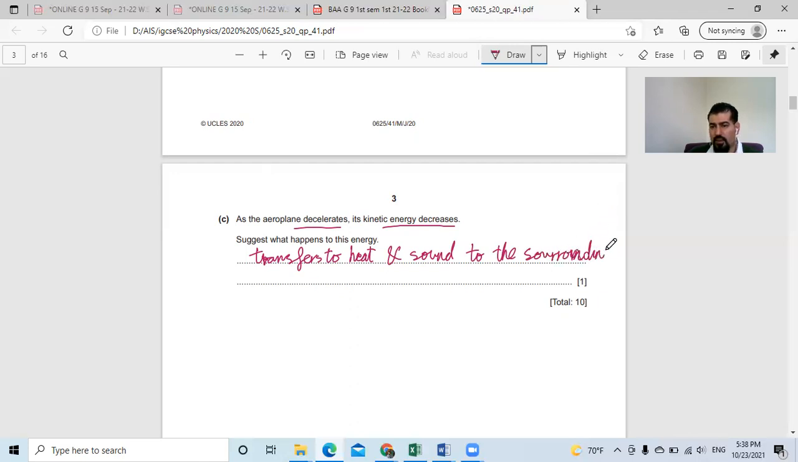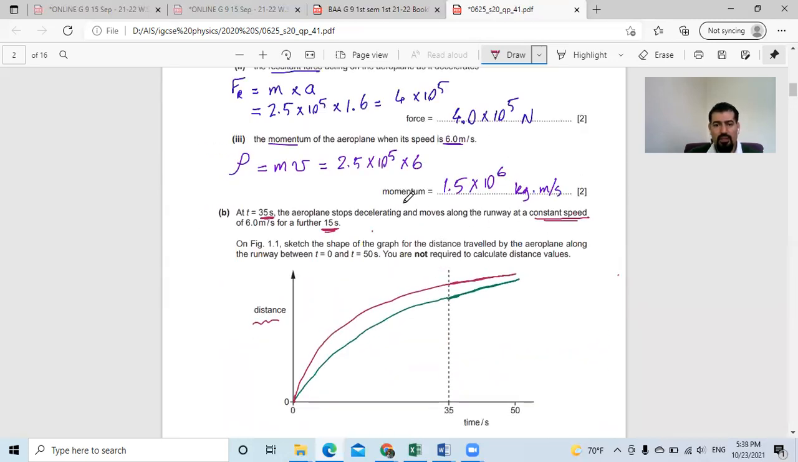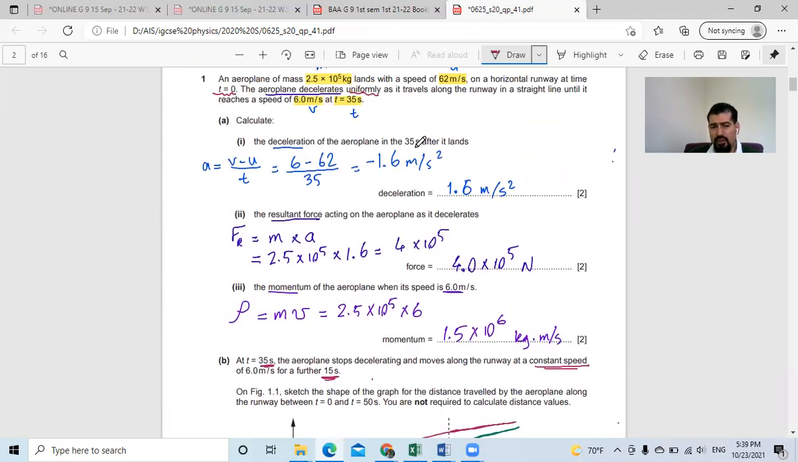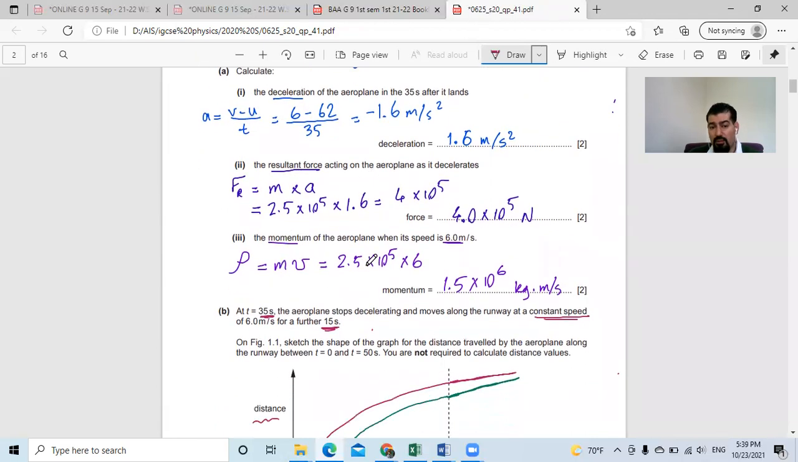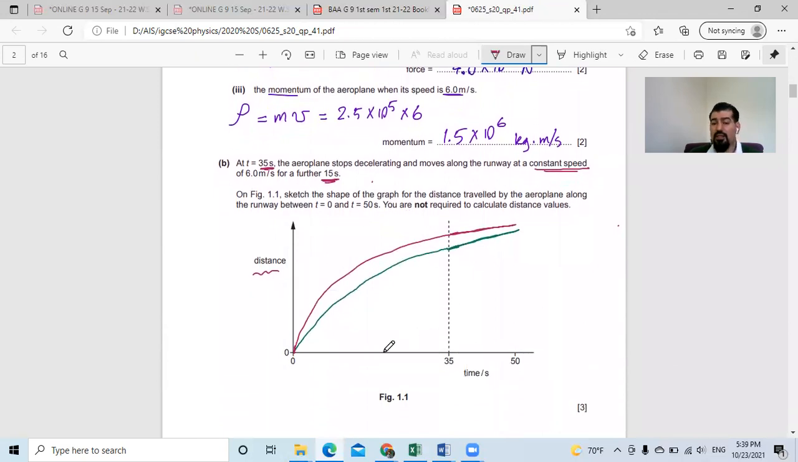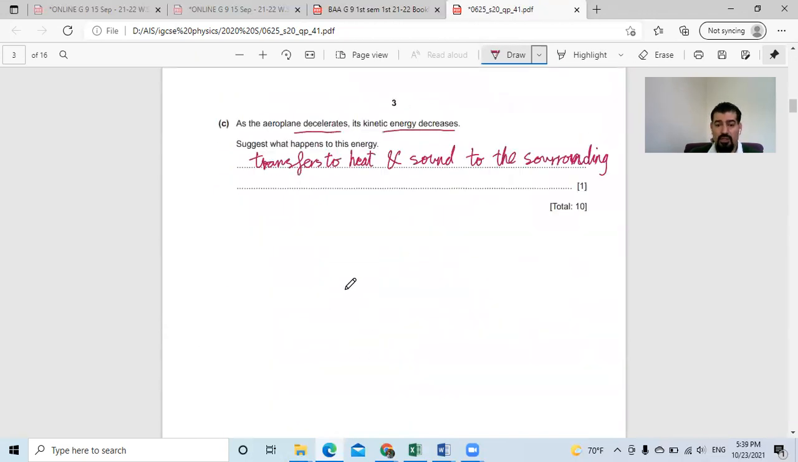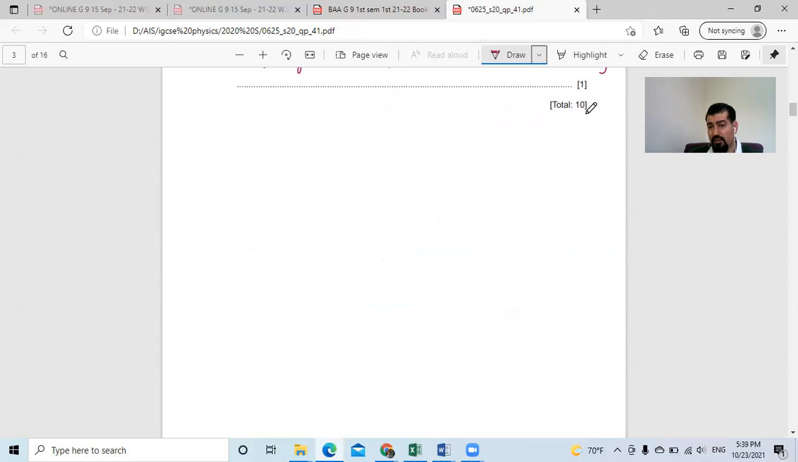Now, as you can see in this question, part A asks about several things: the deceleration, the resultant force, the momentum. Then part B asks about the distance-time graph. In part C, they ask about energy. They ask about a lot of things, a 10 marks question.